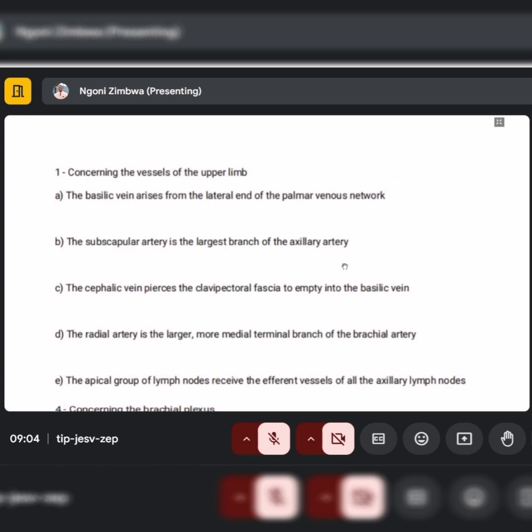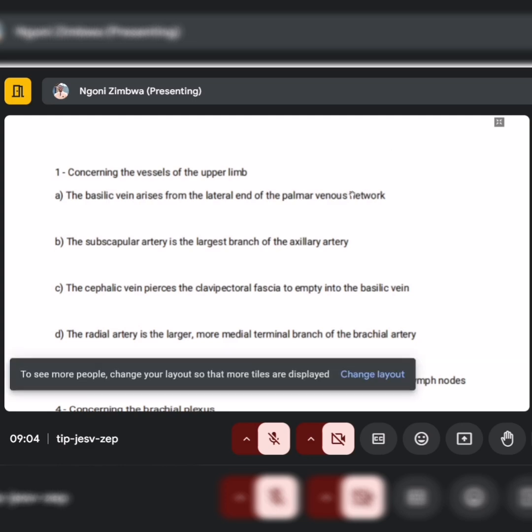Right, so we're just going to run through these questions, and maybe just give a summary of embryology and histology, things that you just have to take note of. So this is the gross part. All right, so our first question concerns the vessels of the upper limb.